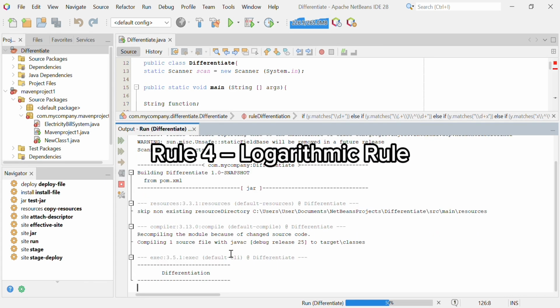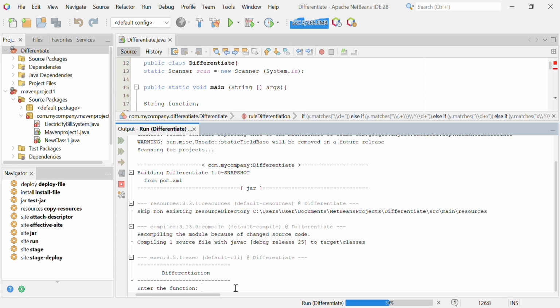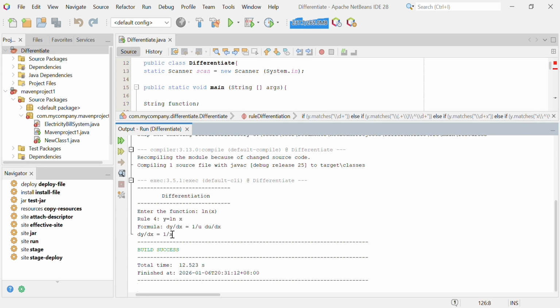Rule 4. Logarithmic rule. When the function ln x is entered, the program detects it as a logarithmic function. According to the logarithmic differentiation rule, the derivative of ln x is 1/x. Therefore, the output displayed is dy/dx = 1/x.